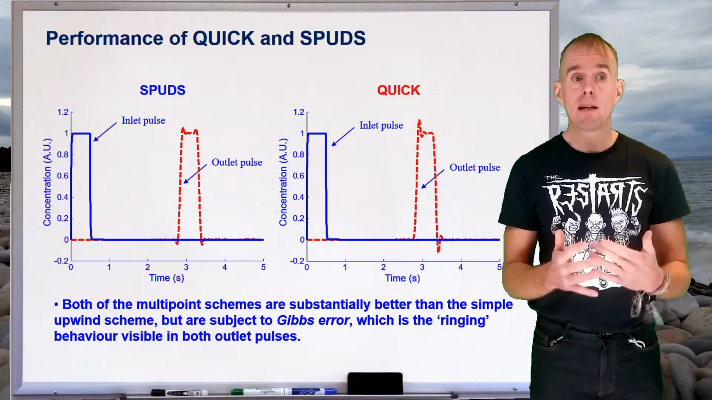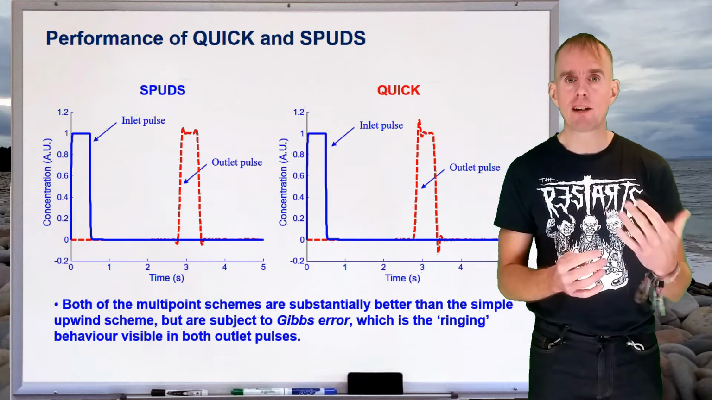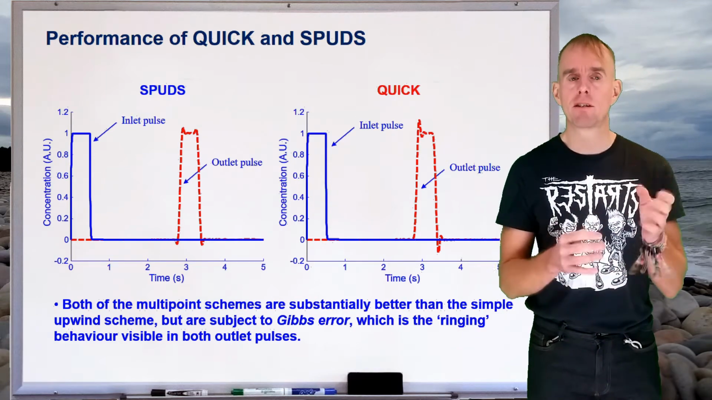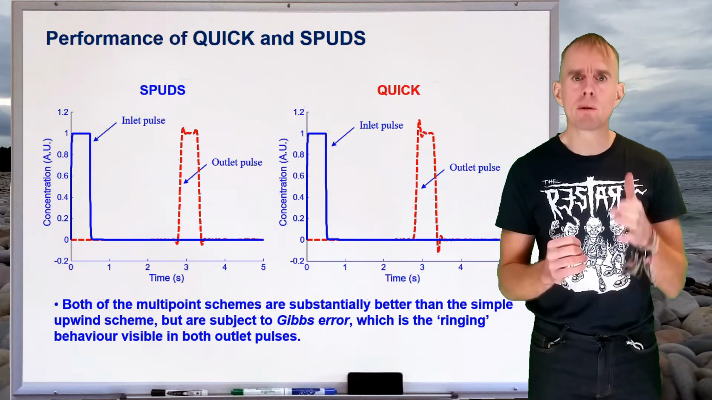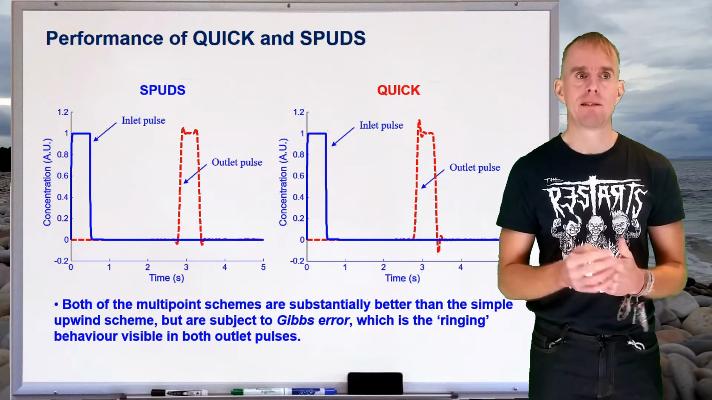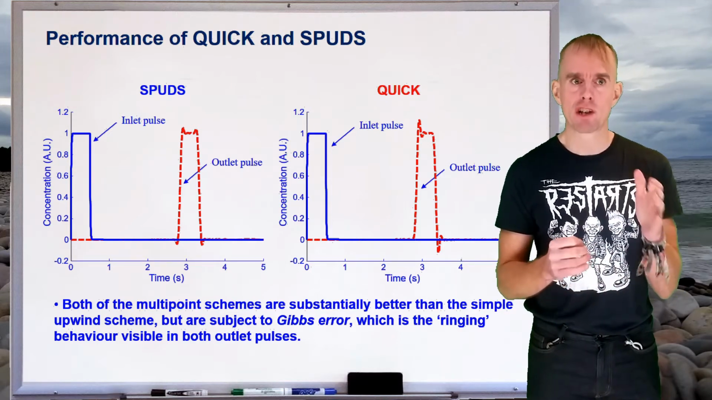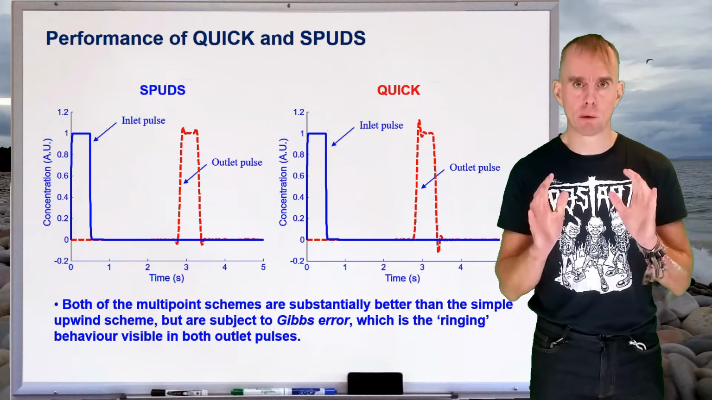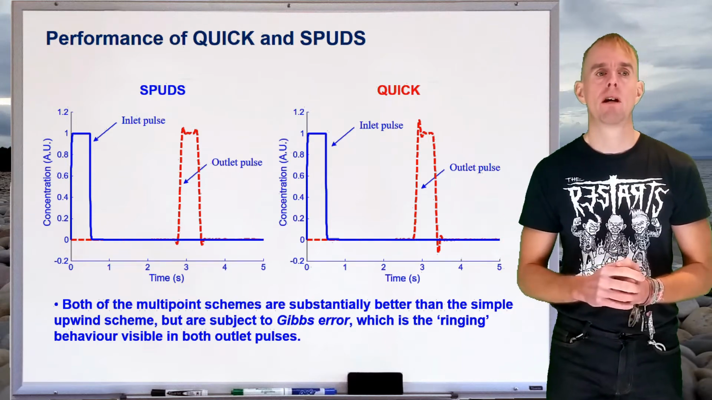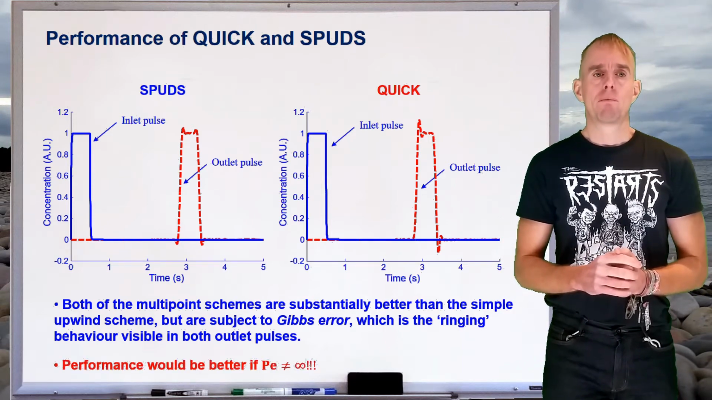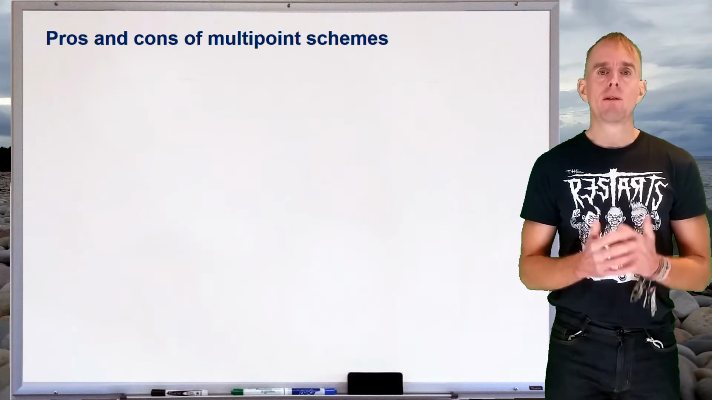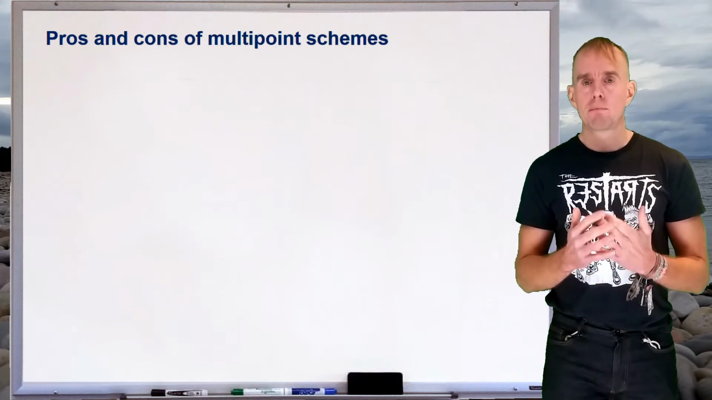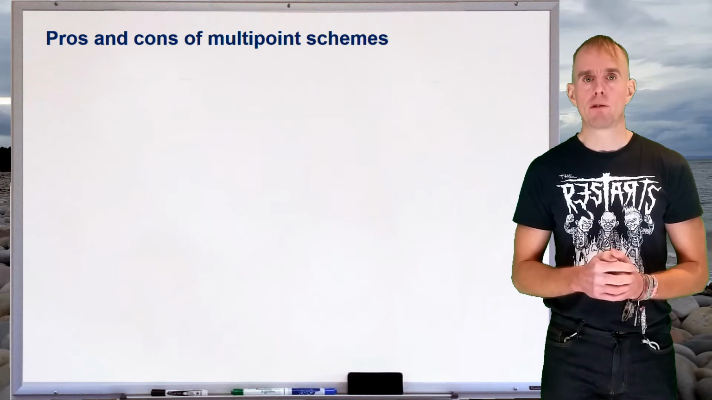We call this error Gibbs error, and for those of you of an electrical engineering bent, you'll realise that this looks a little bit like pulse ringing when you're switching, and in the absence of a Schmitt trigger or something of that nature, you would have a noisy pulse which can cause havoc in switching systems. So what we find is that we can solve the upwind problem using multi-point schemes.